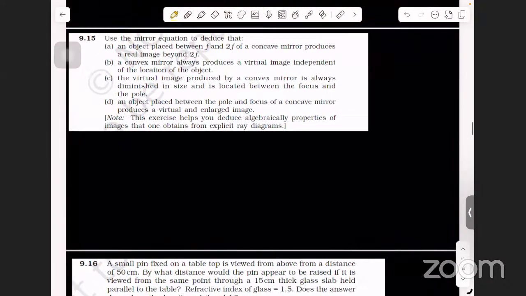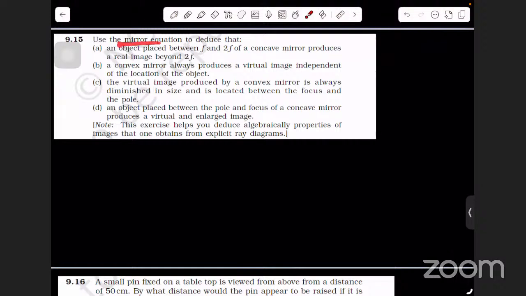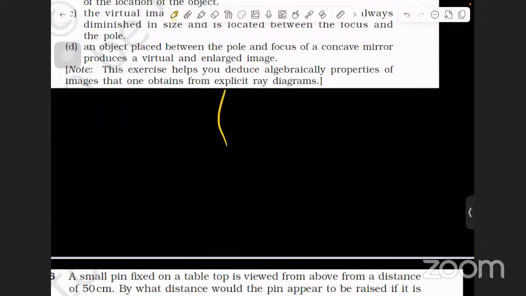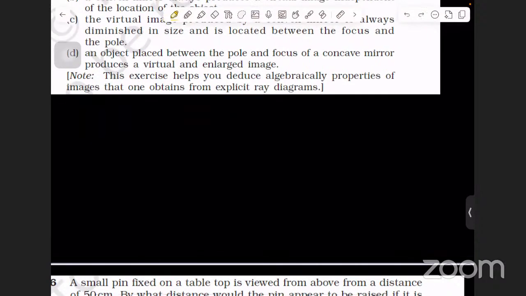All right. So, moving on to the next question. It's a conceptual question actually. Use the mirror equation to deduce that an object placed between f and 2f of a concave mirror produces a real image beyond 2f.